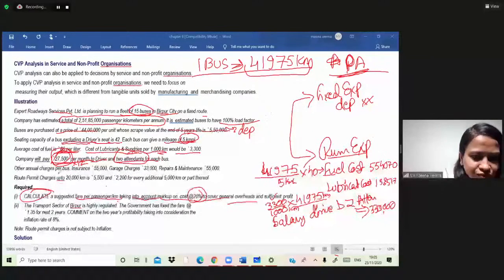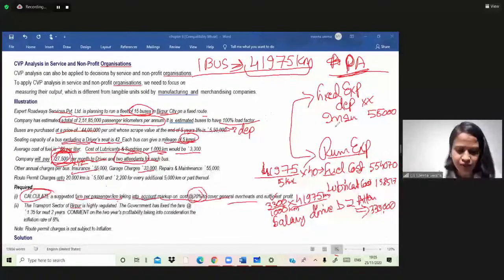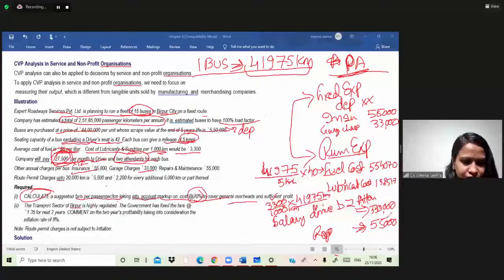Now further, what information do we have here? The insurance. Insurance is fixed in nature. Insurance is 55,000. Then we have garage charges. Garage charges are 33,000. Okay, and repair and maintenance will come here. This will be 55,000. Then further, what information do we have here?